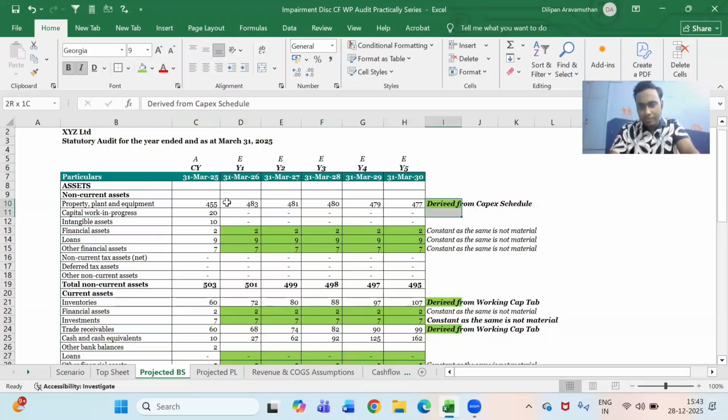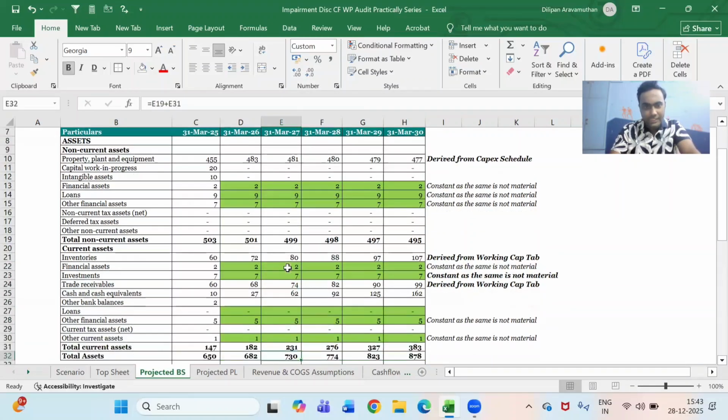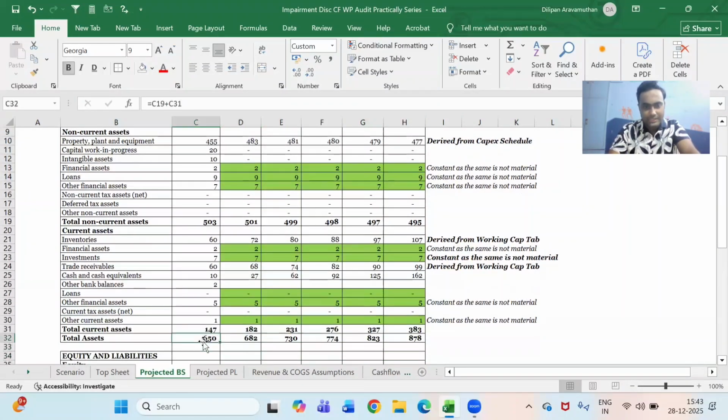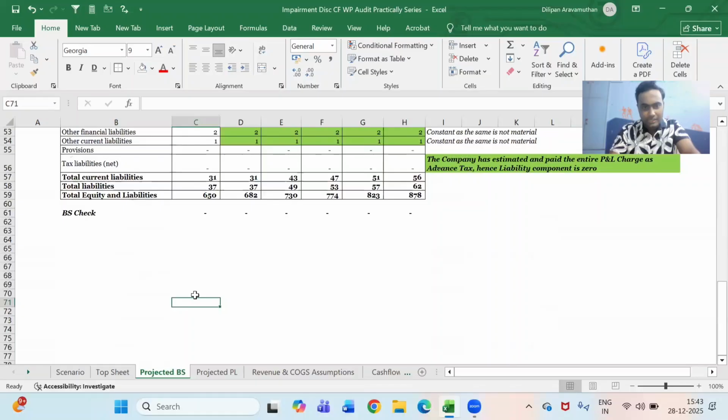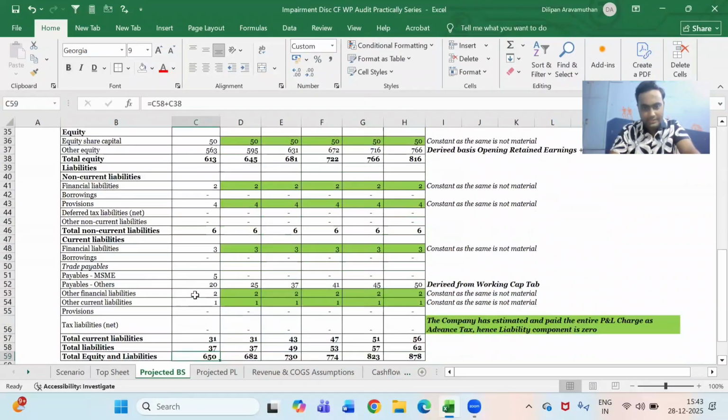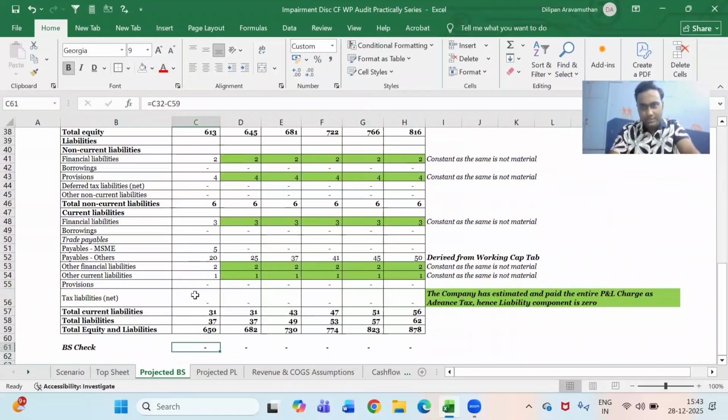Before we move on, I just want to tell you that there are some numbers which are very immaterial here. Before that, let's look at the balance sheet size. If you see here, the total assets are rupees 650 crores. Everything is in crores. The total assets are 650 crores as at March 2025, and the total liabilities should also be 650 crores. Yes, they are 650 crores, and the balance sheet is balanced. No concerns. Basically, the balance sheet size is 650 crores.